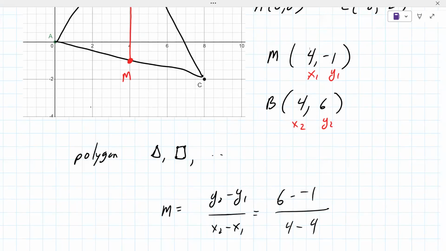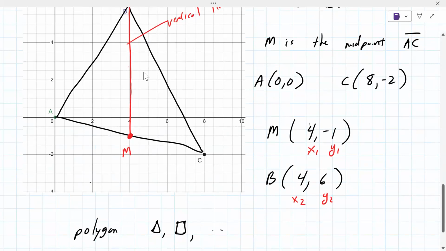So would it be 7/0 or just 7? Yeah, and that's a problem. No, so that's bad. You cannot divide by 0. Division by 0 is an awful thing to do in math. So that's the problem. It's like, what does that even mean?